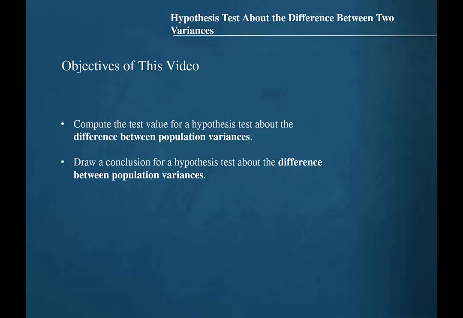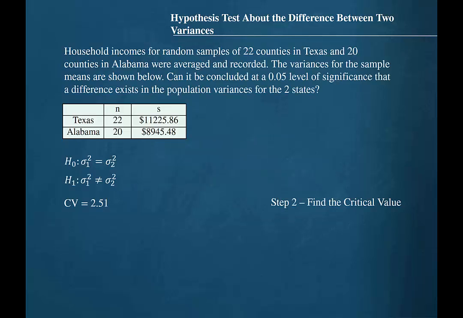The objectives for this video are to learn how to compute the test value for a hypothesis test about the difference between population variances, and to learn how to draw a conclusion for a hypothesis test about the difference between population variances.